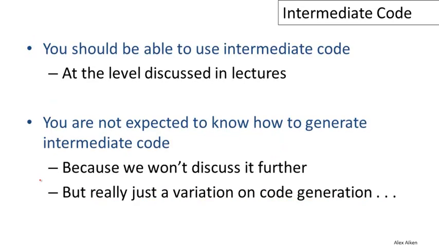So that is actually all I have to say about intermediate code for this course. You should be able to use intermediate code at the level in which we're going to be using it in lectures. In future videos, we'll actually be looking at intermediate code quite a bit and using it especially to express certain kinds of optimizations. You should also be able to write simple intermediate code programs, and you should be able to write algorithms that work on intermediate code. But I'm not going to expect you to know how to generate intermediate code because we're not going to discuss it any further. And quite frankly, it doesn't introduce any new ideas. It's really just a variation on the code generation ideas that we've already discussed in quite a bit of detail.